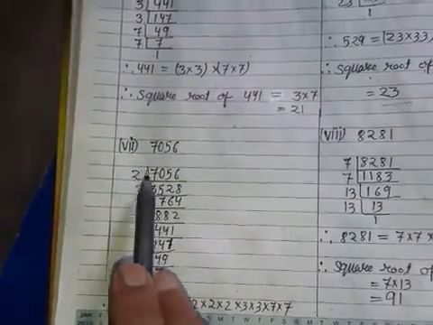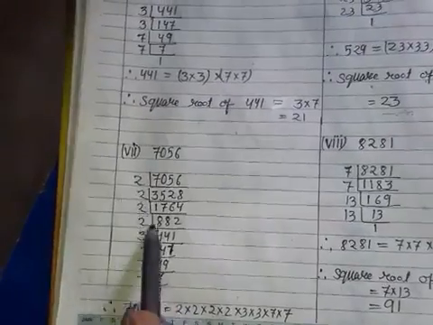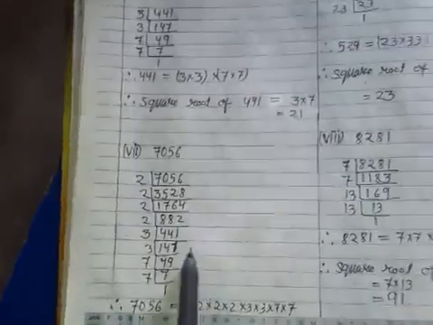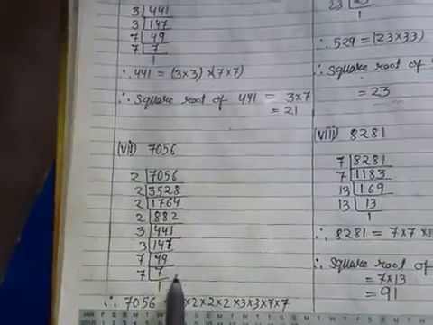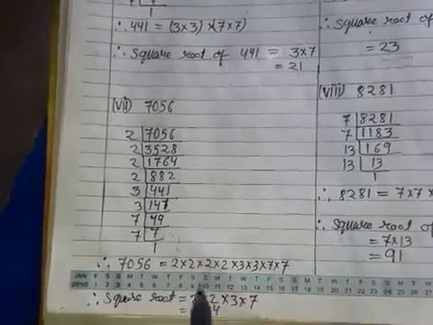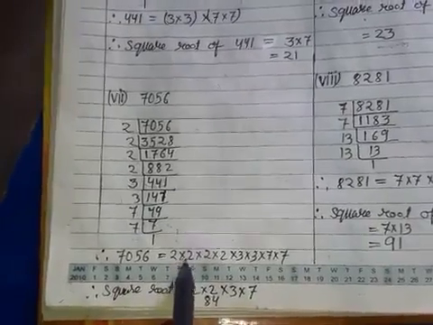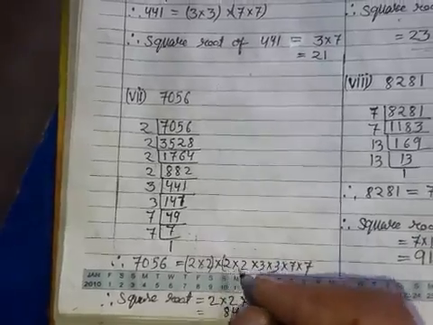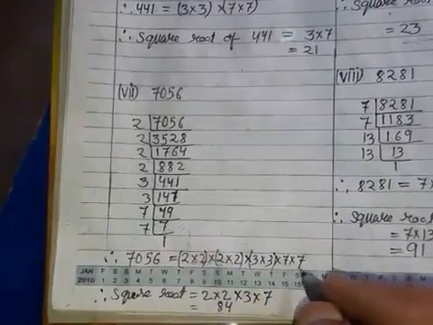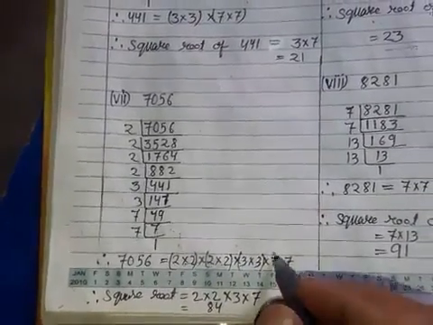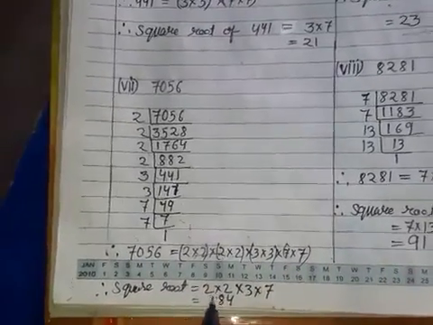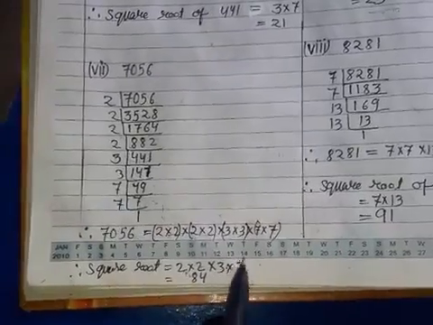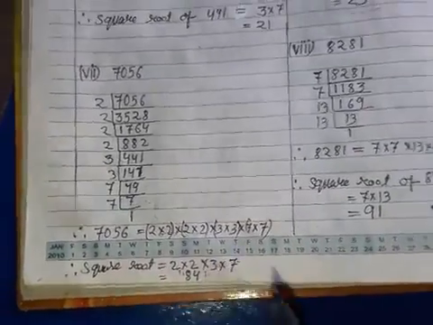7056. We divide it by 2, and after the divisions we get 441, and 441 is similar to question number 1. So we divide again by the prime factorization method. We get pairs of 2, two pairs of 2, a pair of 3 and a pair of 7. So the square root is 2 into 2 into 3 into 7: 2 times 2 is 4, 4 times 3 is 12, 12 times 7 is 84. So the answer is 84.